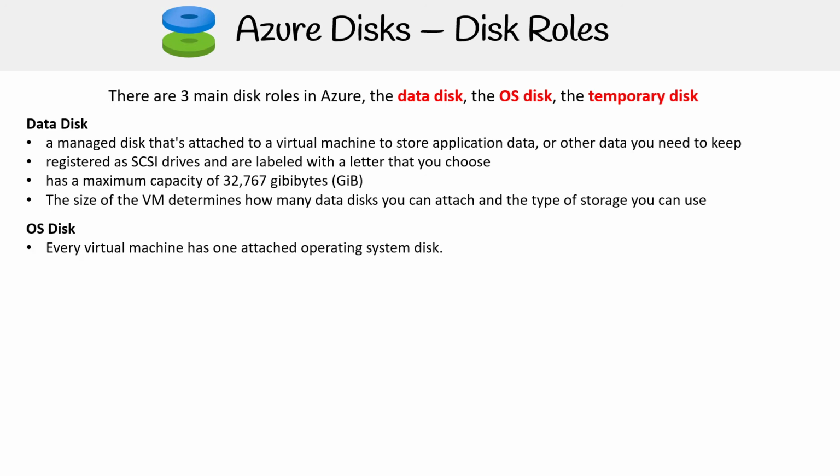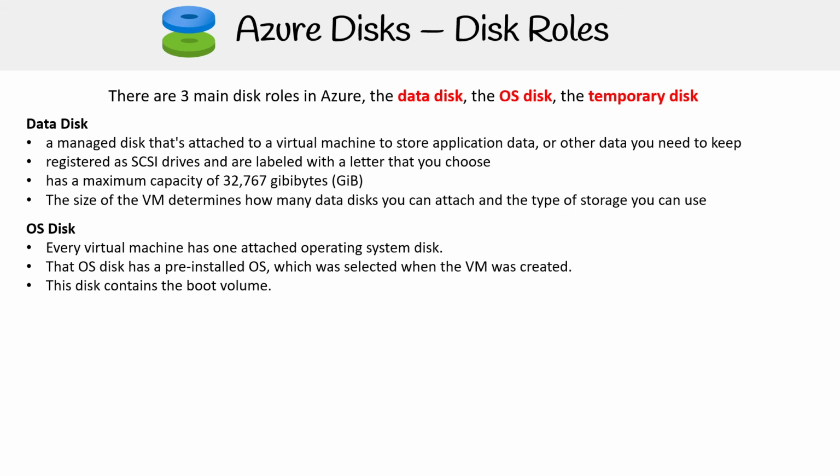Moving on to OS disk, every virtual machine has one attached operating system disk. The OS disk has a pre-installed OS, which was selected with the VM that was created. The disk contains the boot volume. The disk has a maximum capacity of 4 gigabytes.